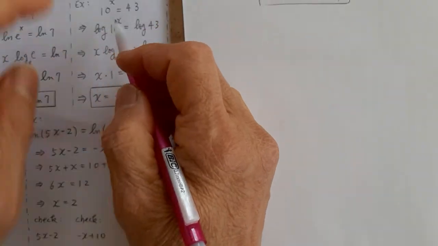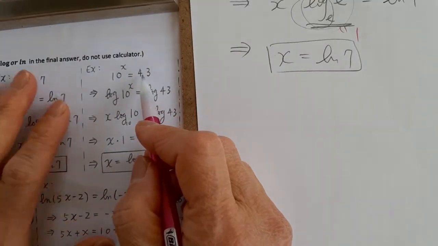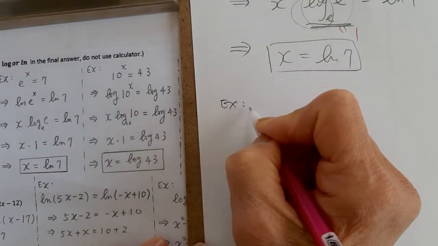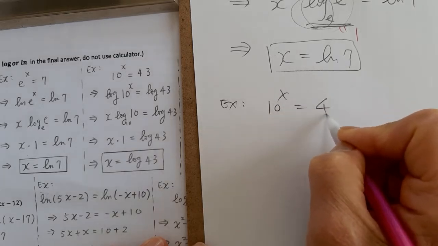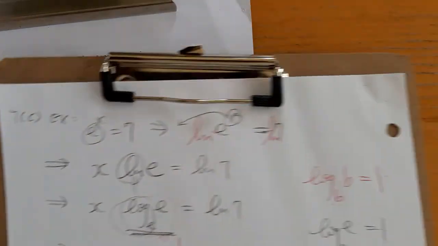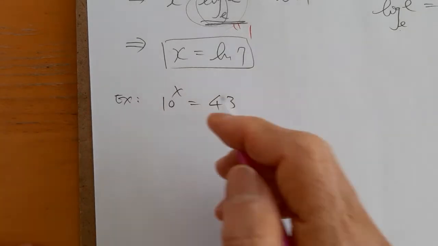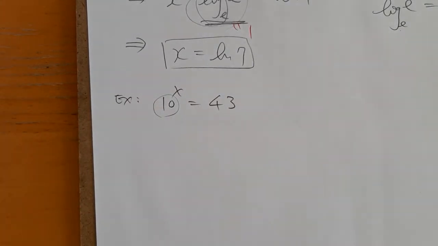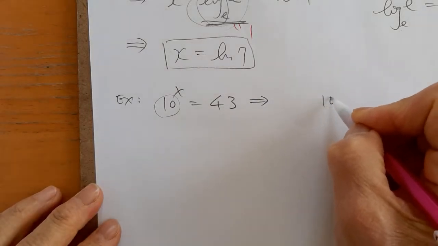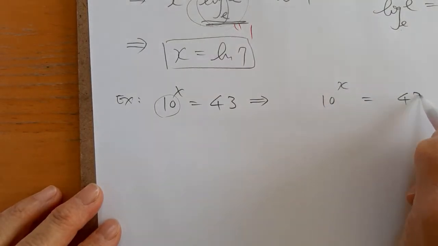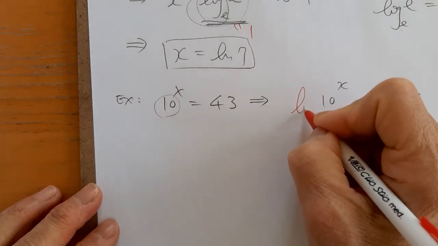Next question, example. 10 to the power x equals 43. Solve for x. Since here the base is 10, use common logarithm. So 10 to the power x equals 43, and take log, common logarithm.